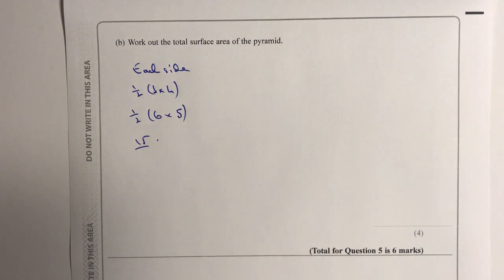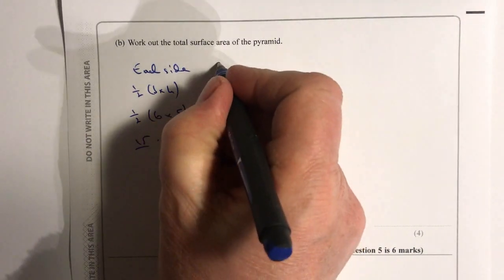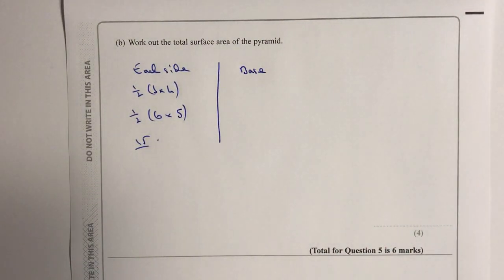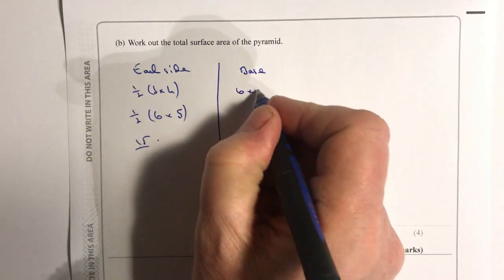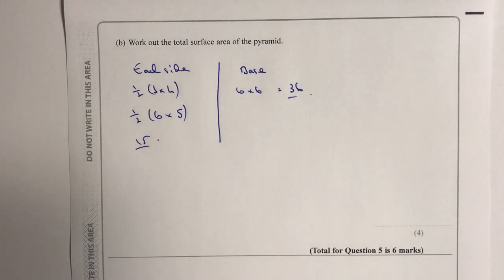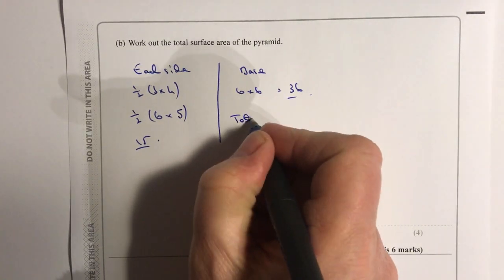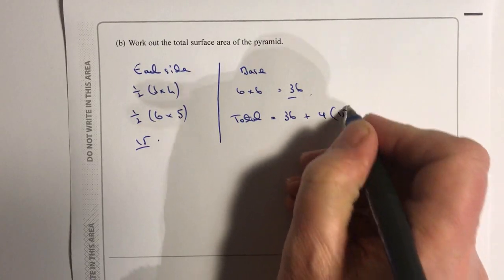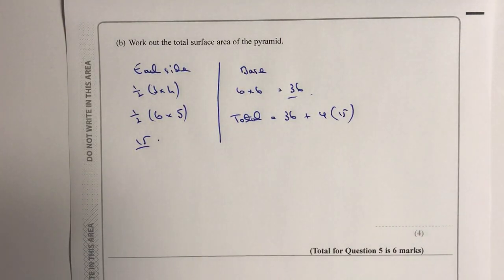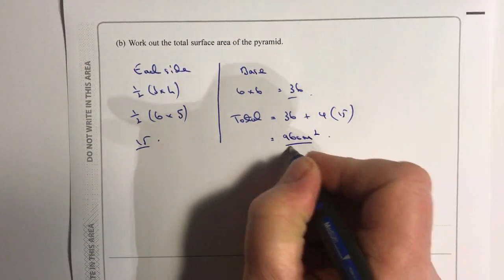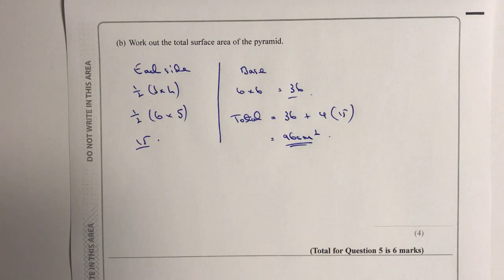Okay, then of course we've got to remember the base as well. It's a square base pyramid, so we can just work that out as 6 times 6, which is 36. Okay, so we've got enough information now to be able to calculate the total surface area. So the total is going to be 36, which is the base, plus 4 lots of 15, okay? And if you work that out, that's going to give you 96 centimeters squared in total. Okay, hope that's all right.